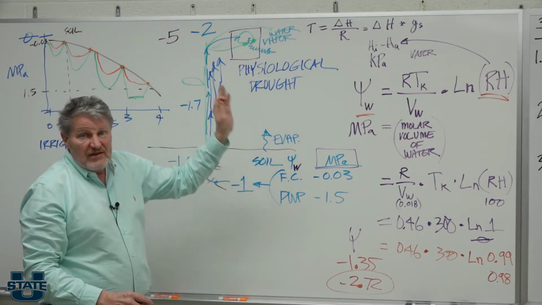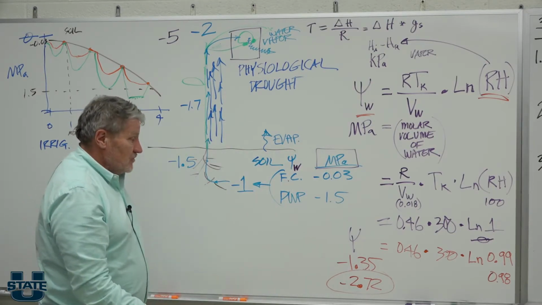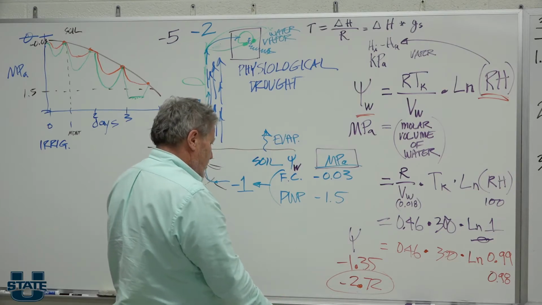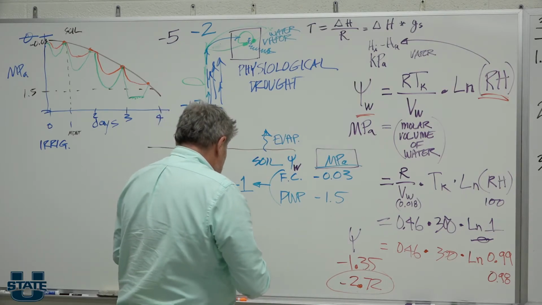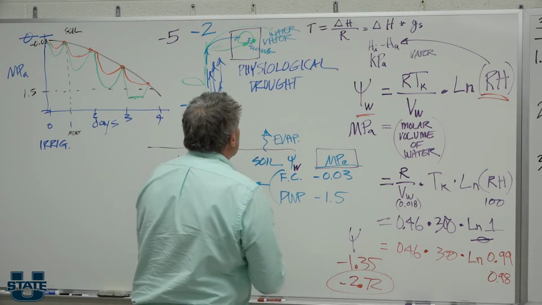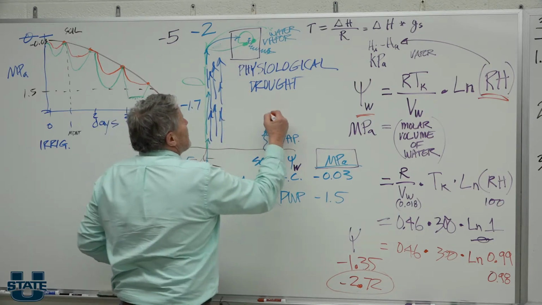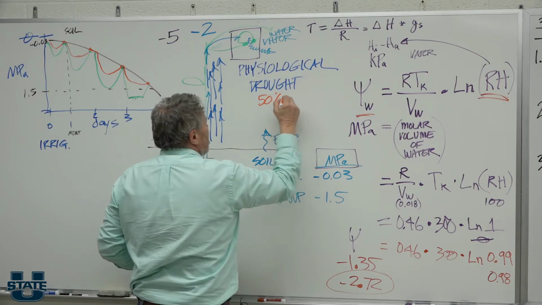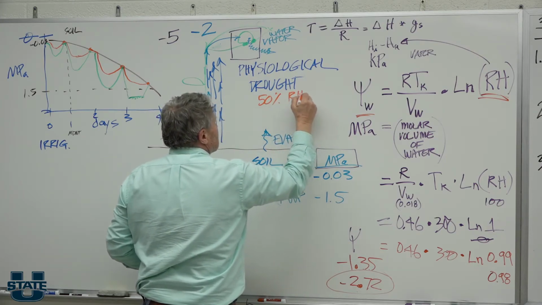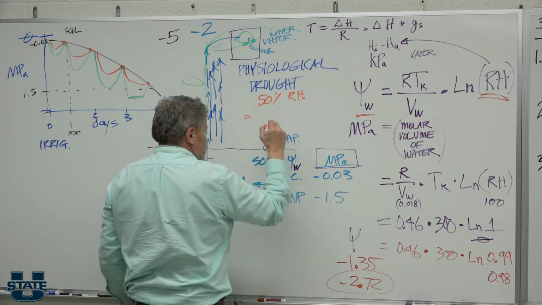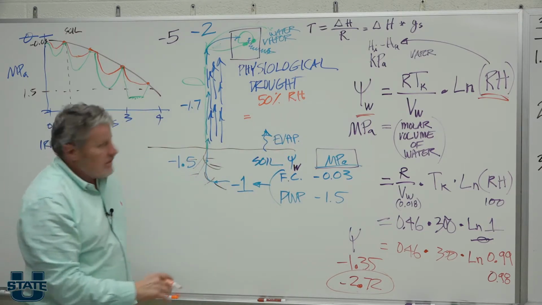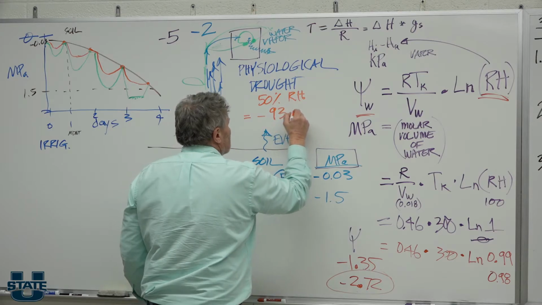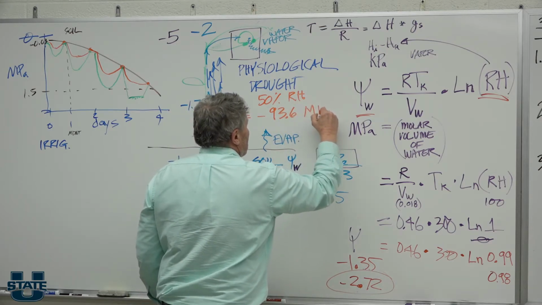If we do 50% humidity, which is around here, that's pretty humid. Now I'm out of room. I'll put it up here. 50% humidity, RH, equals minus 93.6 megapascals.